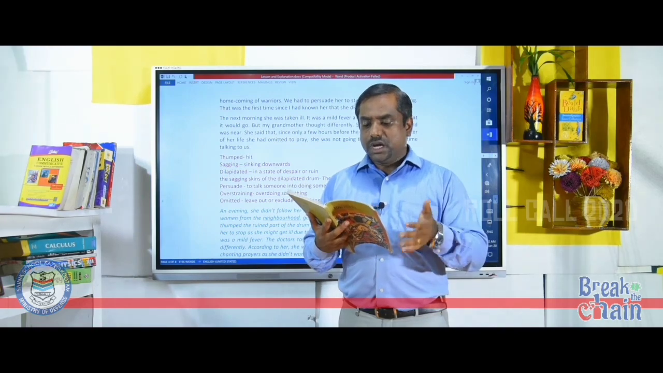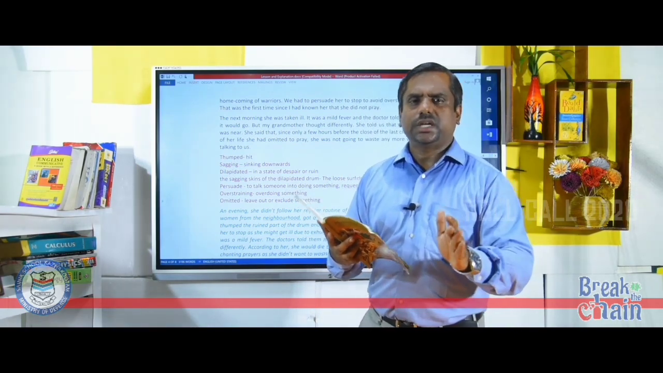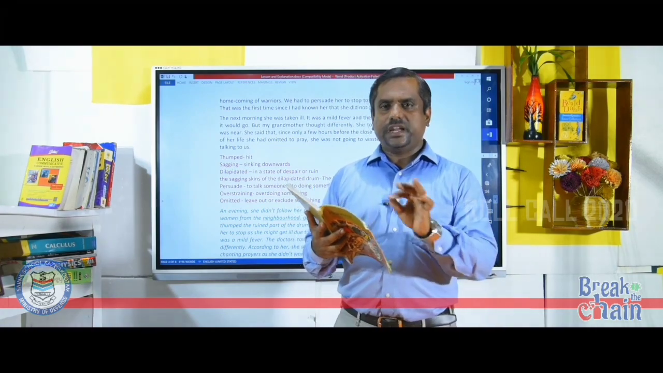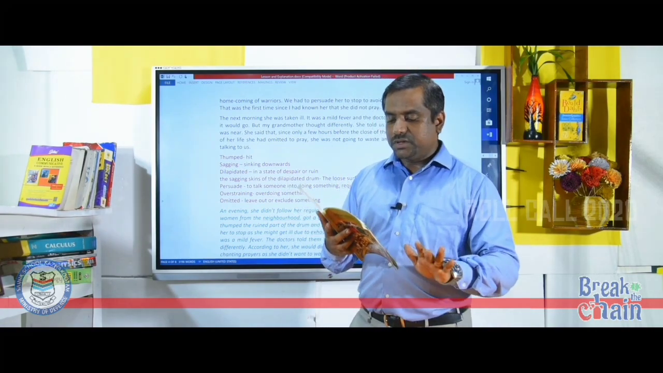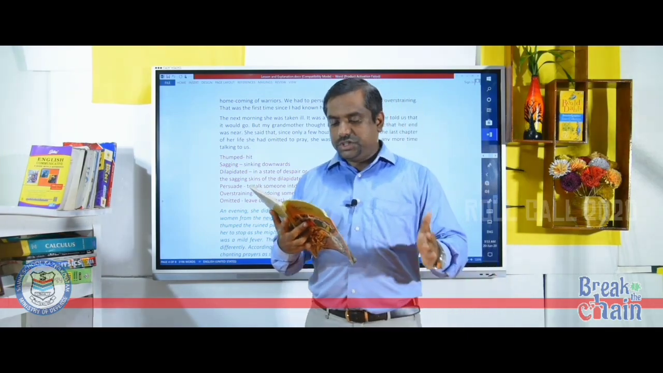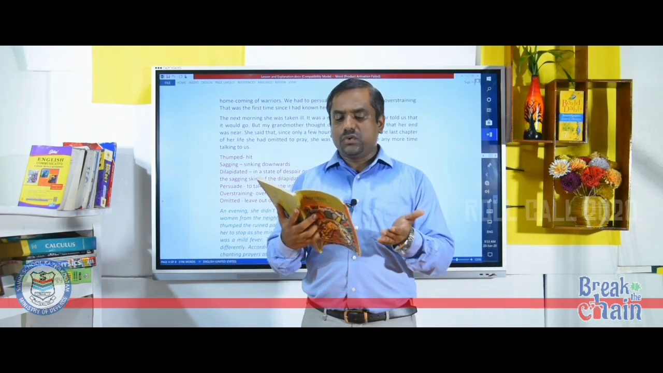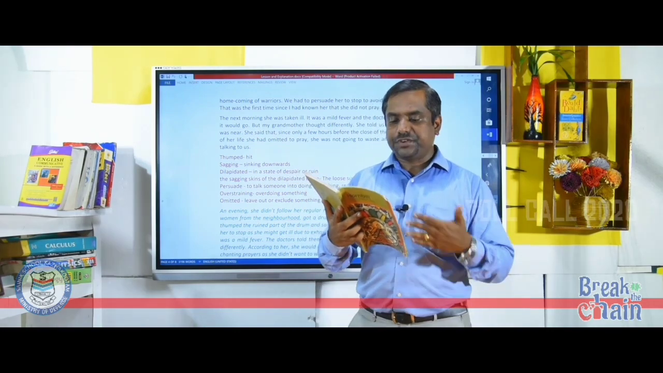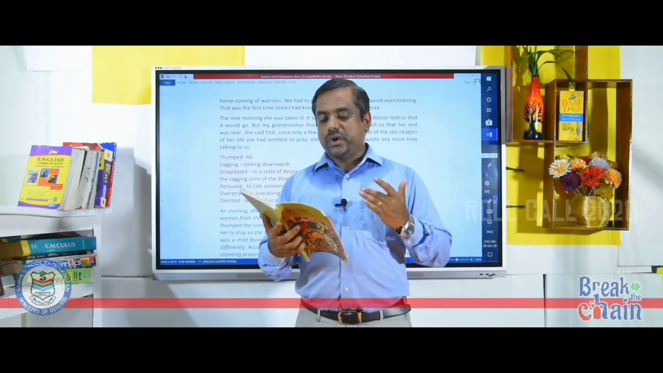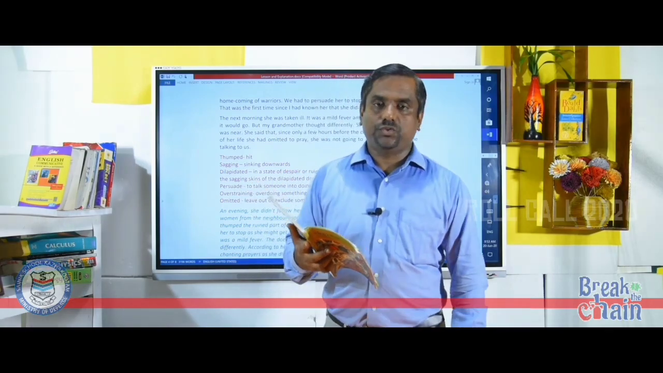The next morning, she was taken ill. She was found ill. Okay. It was a mild fever, and the doctor told us that it would go. But my grandmother thought differently. She told us that her end was almost near. She said that since only a few hours before the close of the last chapter of her life, she had omitted to pray. She was not going to waste any more time talking to us.